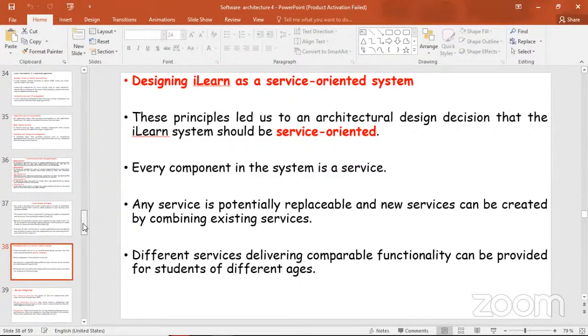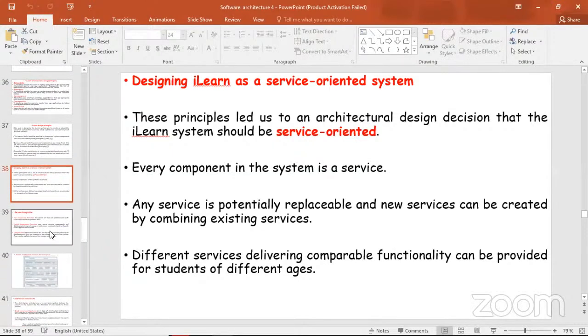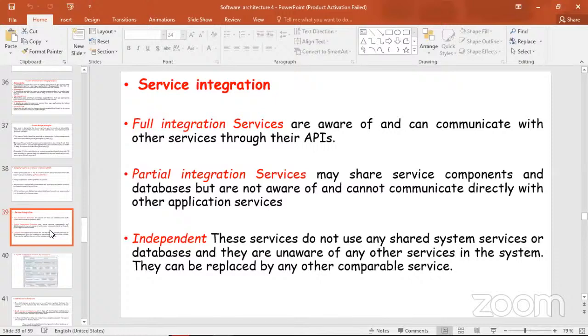Different services delivering comparable functionality can be provided for students of different age ranges. So service integration. Full integration: services are aware of and can communicate with other services through their API. Partial integration: services may share service components and databases, but are not aware of and cannot communicate directly with other applications.